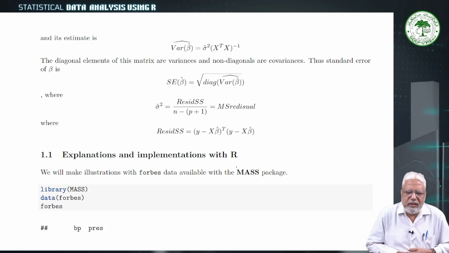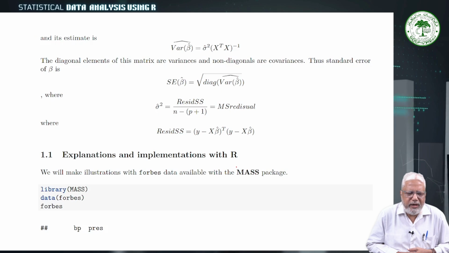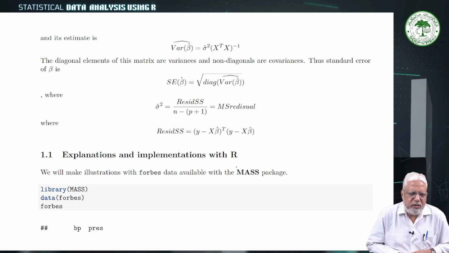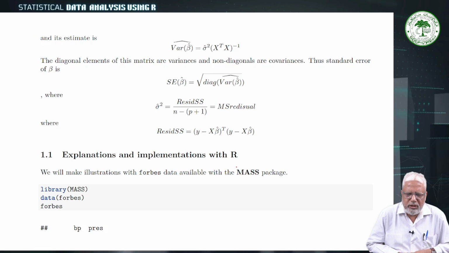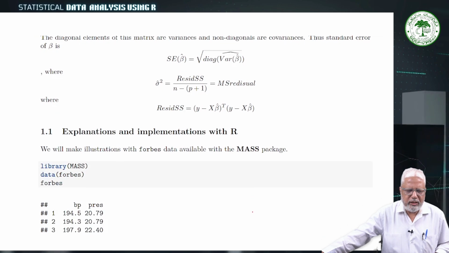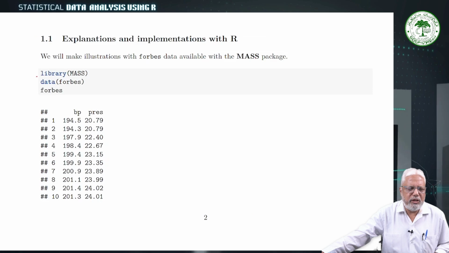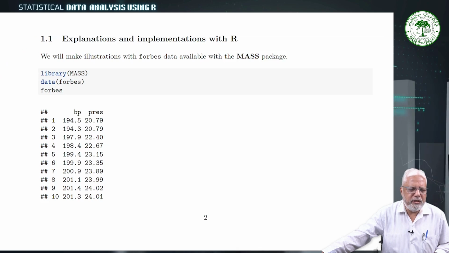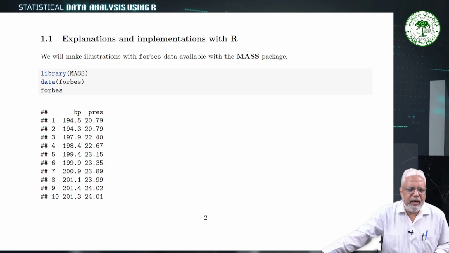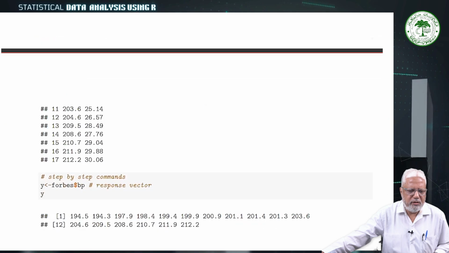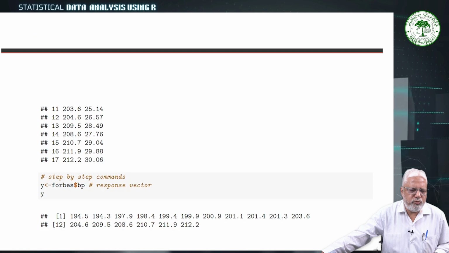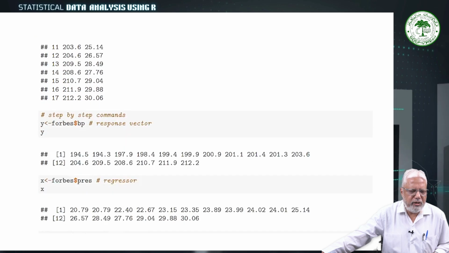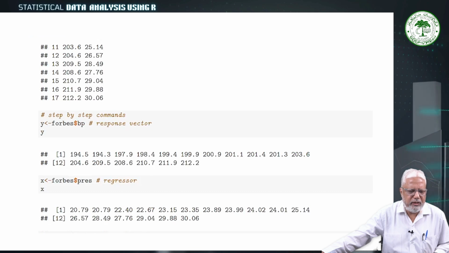They have included many data sets, and they have defined some very important functions which are part of this package. The forbes data set is also there, so I can look into this data set. Here, just use library(MASS), data(forbes), and forbes. These are the boiling points and pressure. Now, to select y, from forbes we have selected the bp column, and that is y, and we have selected x, and that is pressure. We are defining x and y.